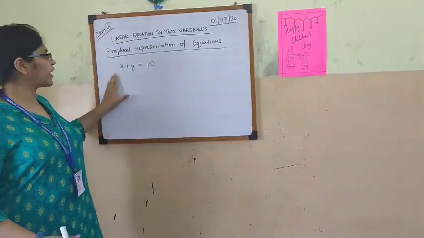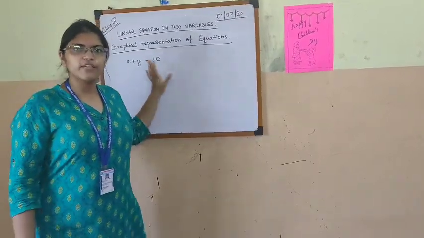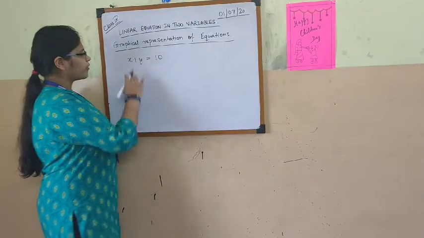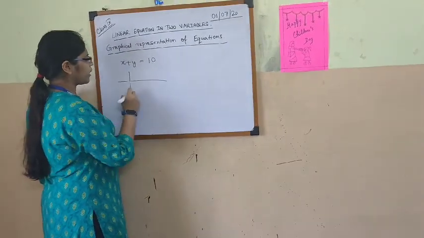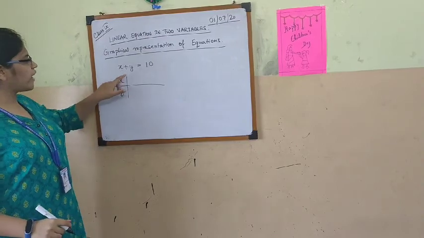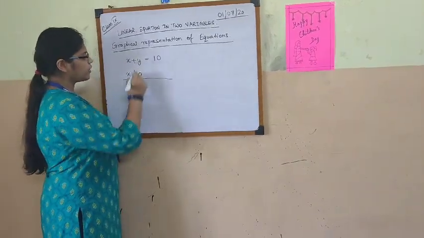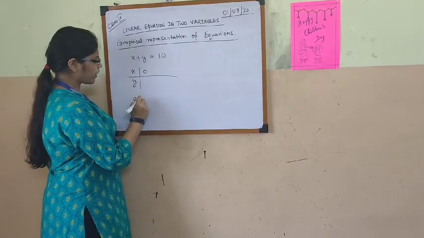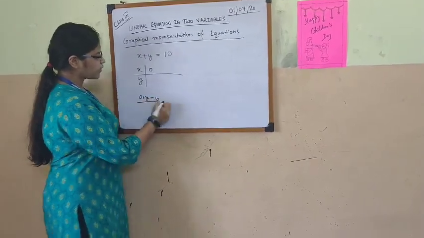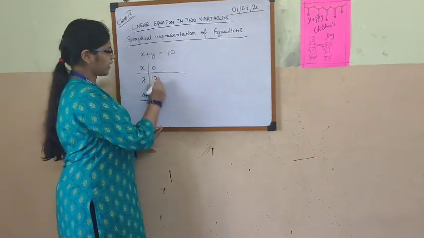Suppose I have taken the equation x plus y equals 10. In this equation we have to find the values of x and y. Suppose I put the value of x as 0. Then 0 plus y equals 10, so the value of y will be 10. So I am putting y as 10.